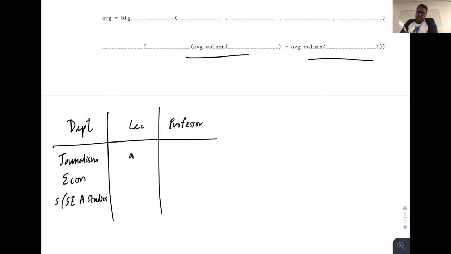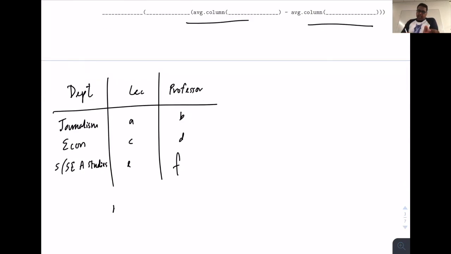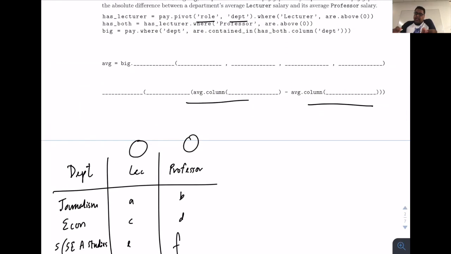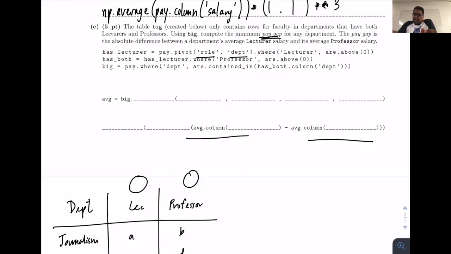So pretend we had some values A, B, C, D, E, F, where A is the average salary paid to a journalism lecturer, B is the average salary paid to a journalism prof, and F is the average value paid to a Southeast Asian Studies professor. If we were able to concoct some sort of table that looked like this, that would be great, because we could just find the minimum difference between the average of this column and the average of this column, and that would give us the minimum value of our pay gap.